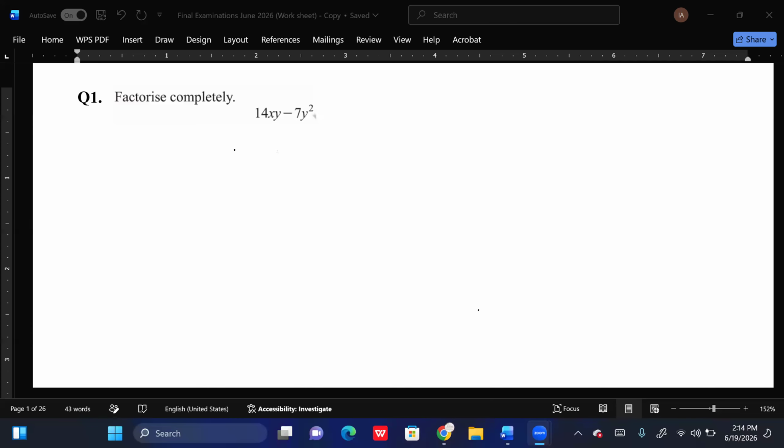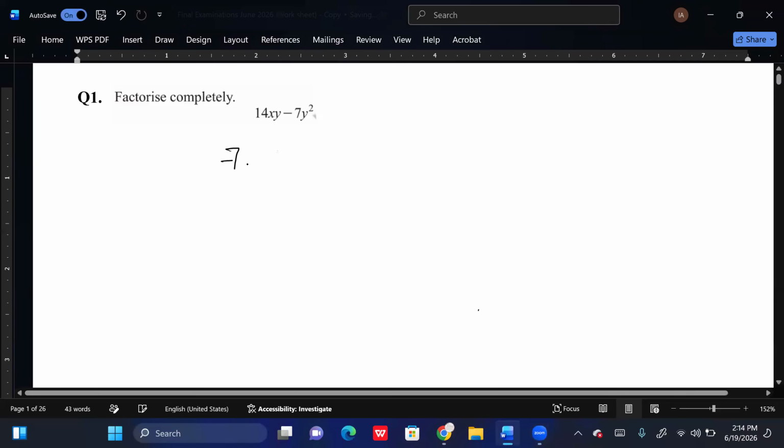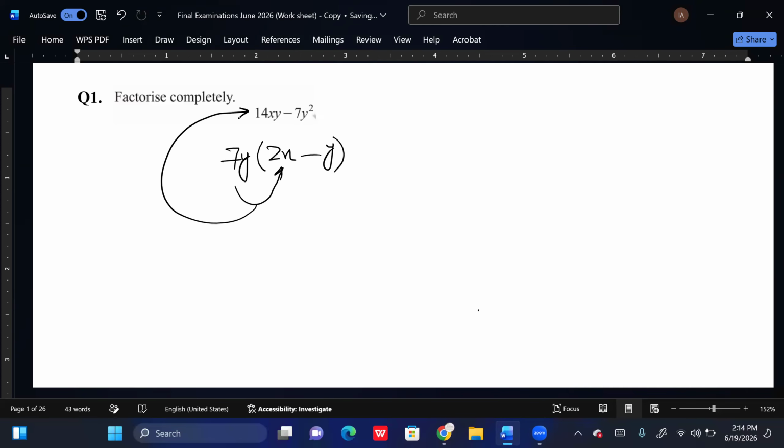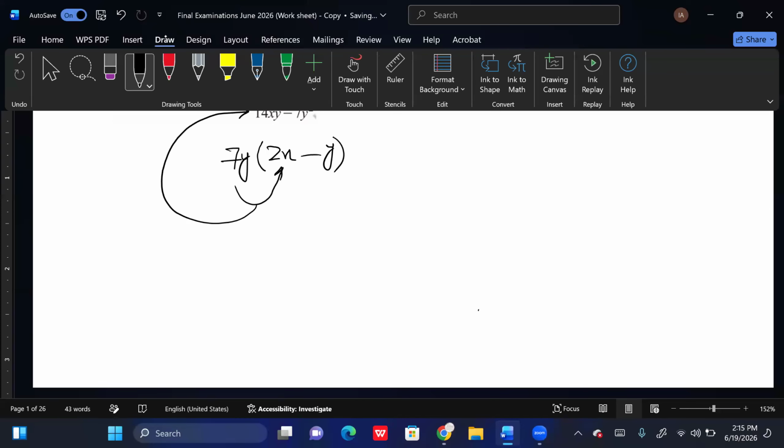So I may have common as 7. I can have common as y. After taking the common, we always draw a bracket and write down the remaining. So it's going to be 2x minus y. And remember, whenever you multiply or expand the bracket, you must get the original expression, right? If it is so, it means you are absolutely correct.